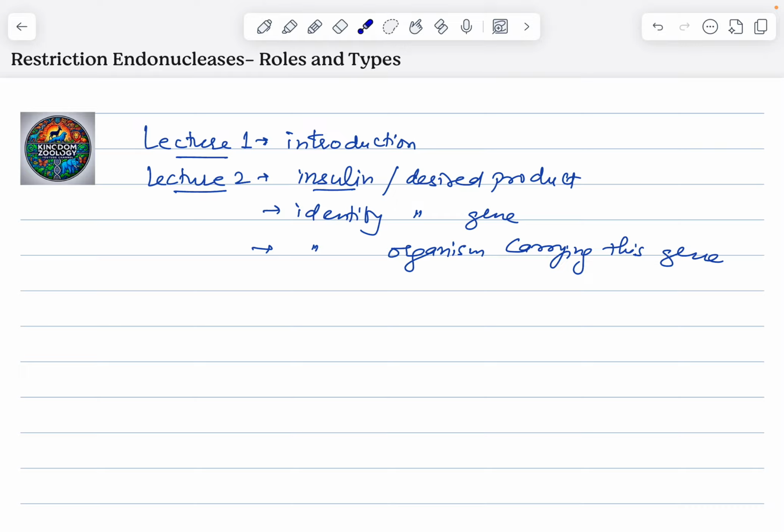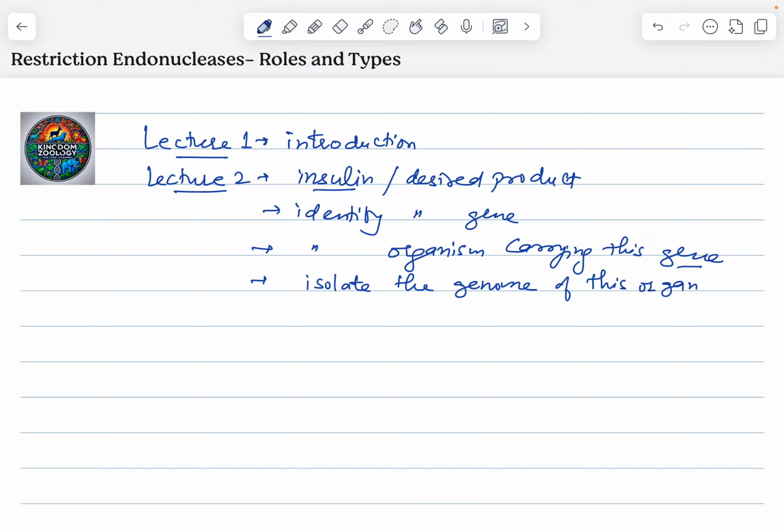But how would I produce that protein product? With the help of a gene. So how would I get the gene? Obviously I would have to identify an organism who carries this gene, and then isolate or obtain the genome of the organism. Because it's impossible to take out a single gene from the organism, so we would basically isolate the genome of this organism.